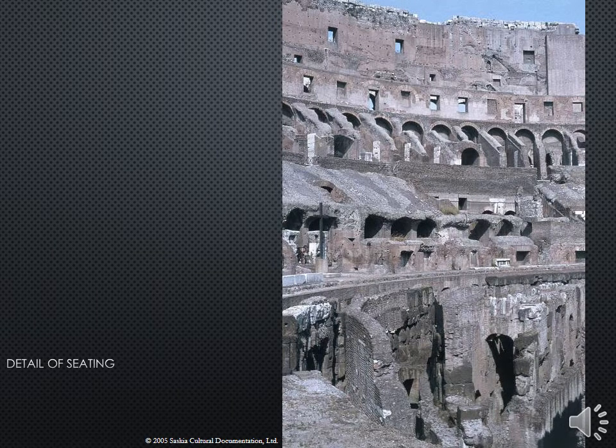Here's a view from the inside of the Colosseum, looking at some of the seating areas. The seating areas were sequestered according to your rank and position. If you were a patrician, upper class, you had better seats. The emperor, of course, had his own box seat. And if you were a plebeian, sort of the lower classes, you had kind of bad seats way up high at the top of the Colosseum. There were vendors. You could buy food and drinks.